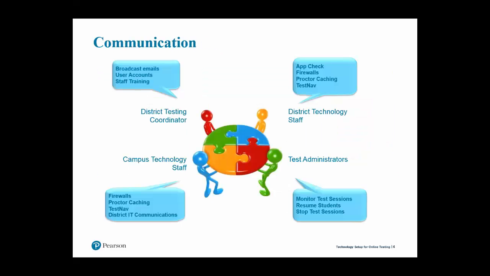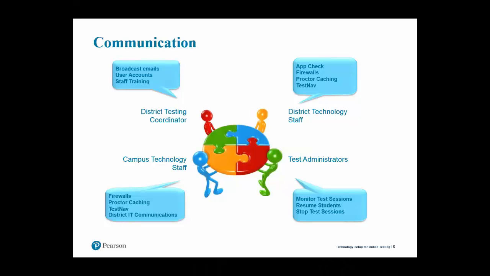Before we do that, I do want to stress how important communication is for online testing. As a district technology staff or a campus technology staff, you want to make sure that all of your setup has been completed, and we're going to walk through those steps, including allowing Pearson's URLs through your firewalls and making sure you conduct the app check. For proctor caching, you want to make sure where you're designating proctor caching, if that is going to be at the local school or if it's going to be at the district level. We'll talk more about the different options you have for proctor caching.